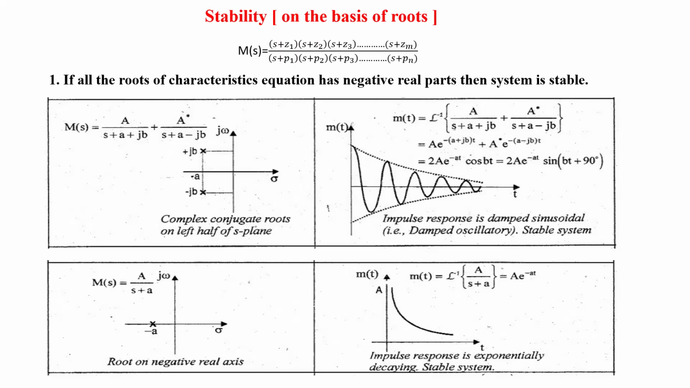Stability we are going to see here on the basis of roots of the characteristic equation as well as on the basis of their coefficient. How we can decide on the basis of zeros and poles as well as on the basis of coefficient whether the system is stable or marginally stable or unstable. Those things we are going to see here.